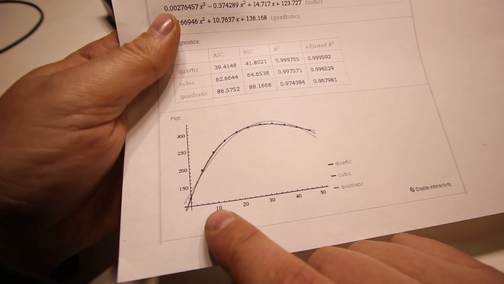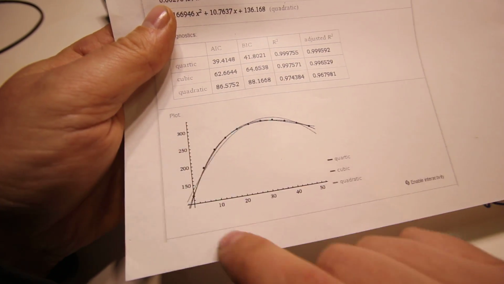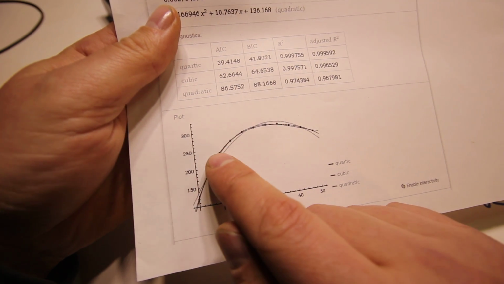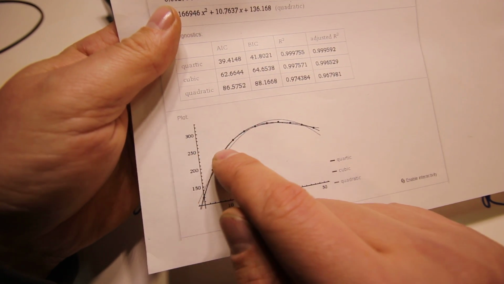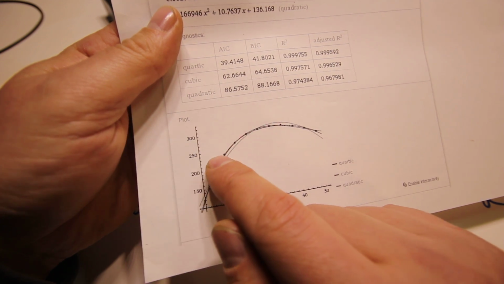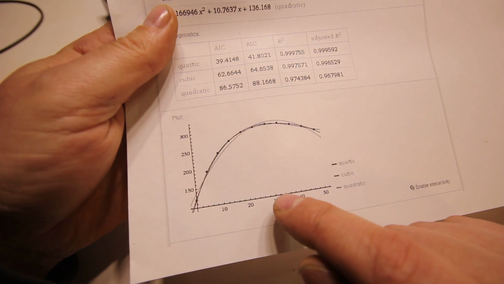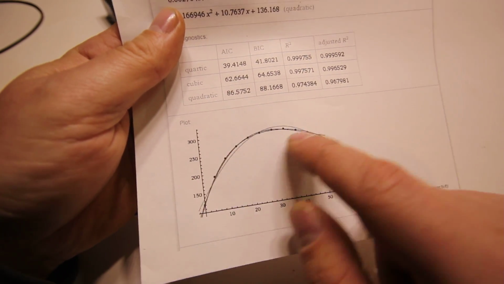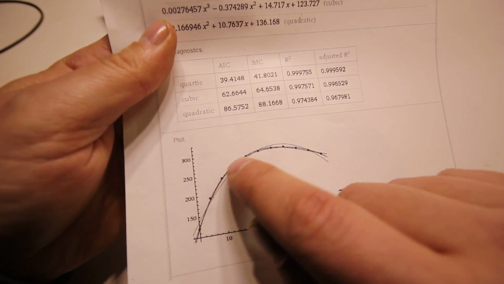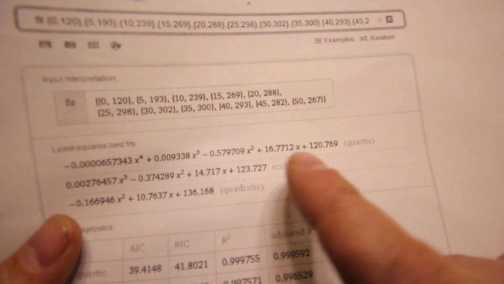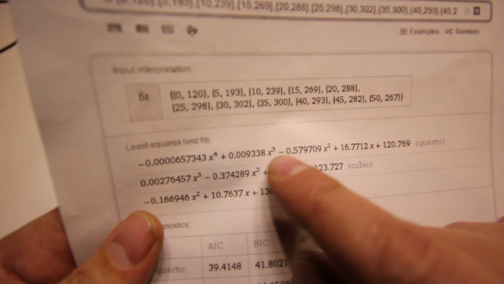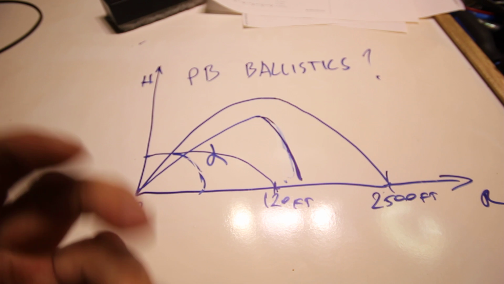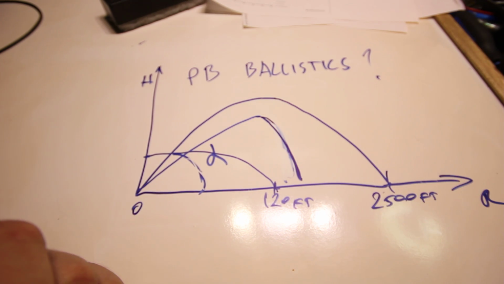It's the closest. So these are the angles and these are the ranges. At a 10-degree angle, your range will be about 240 feet. At your 30-degree angle, you have about a 300-foot range. And as you can see, this black line is the quartic function, and that fits these data points the closest.